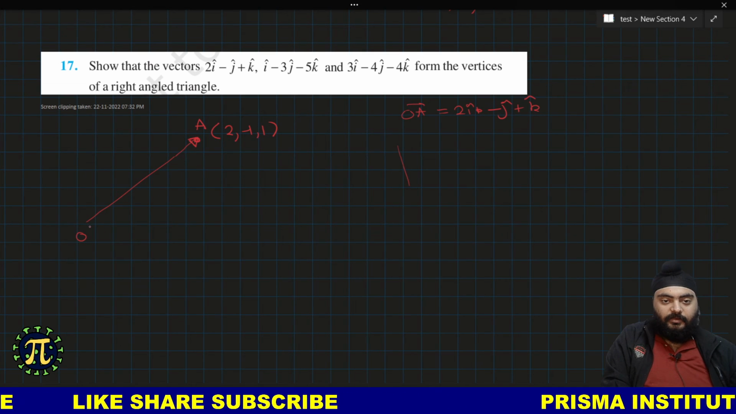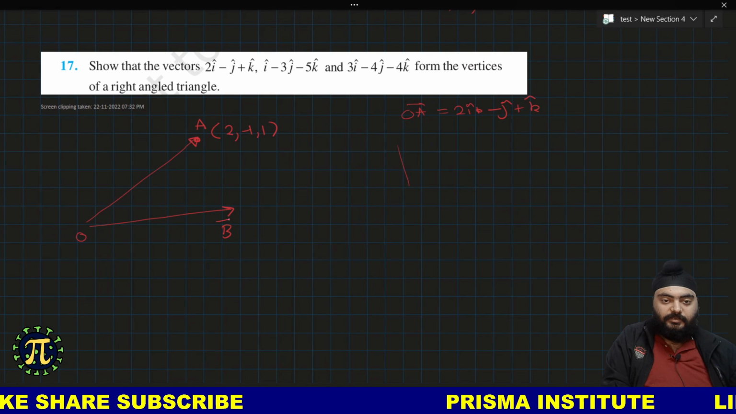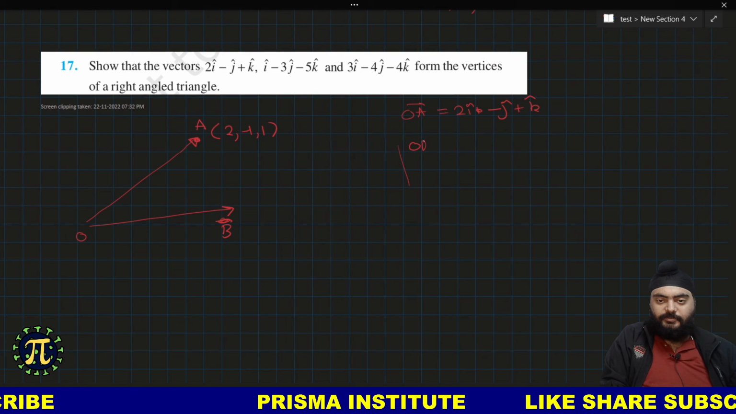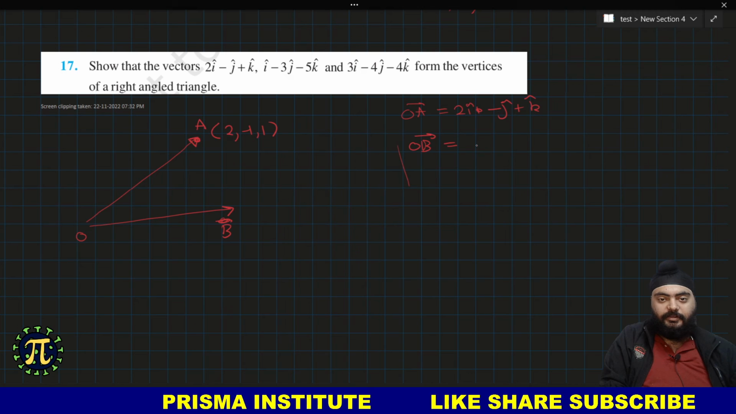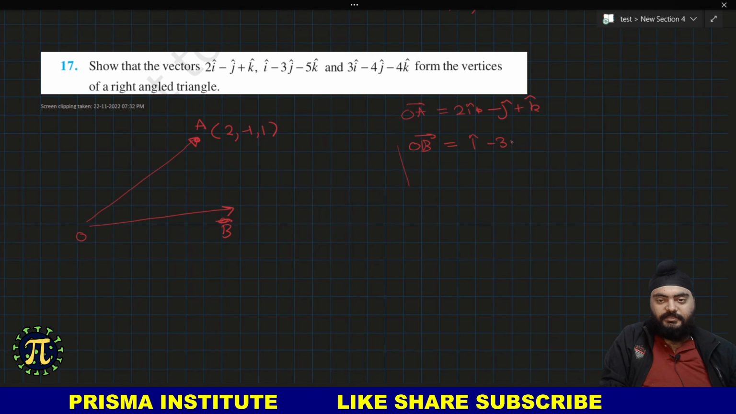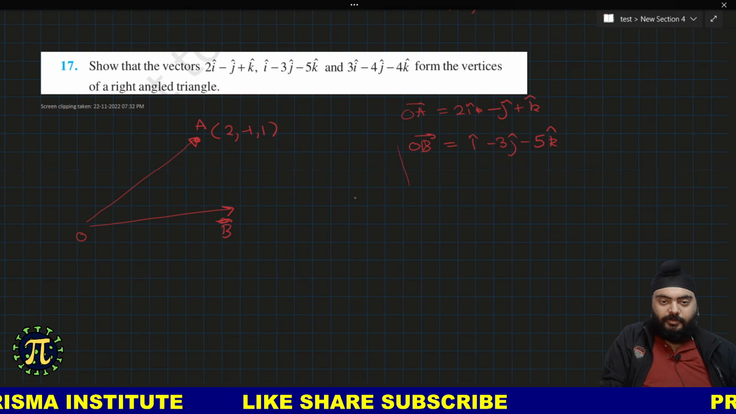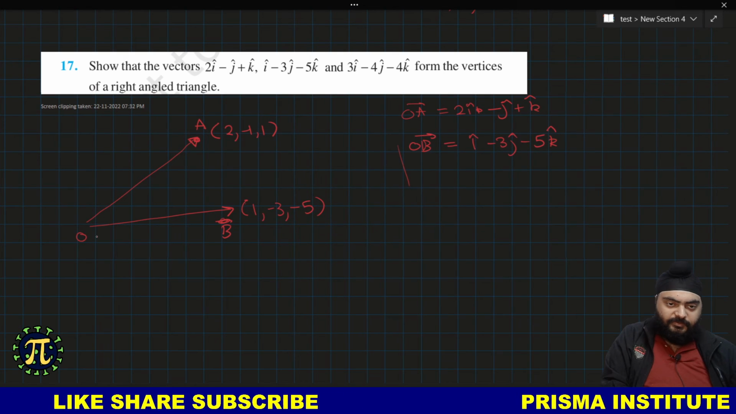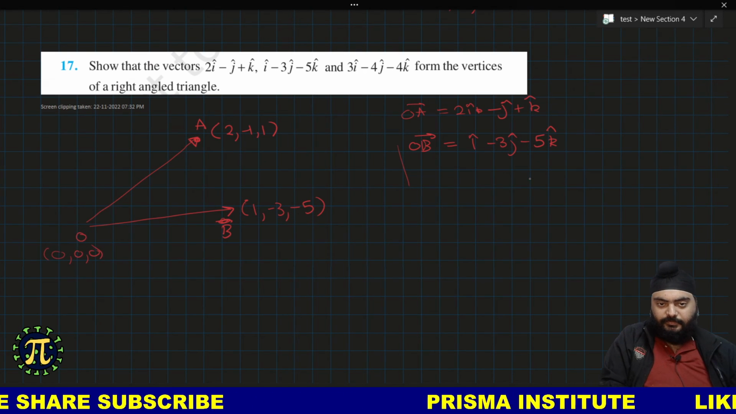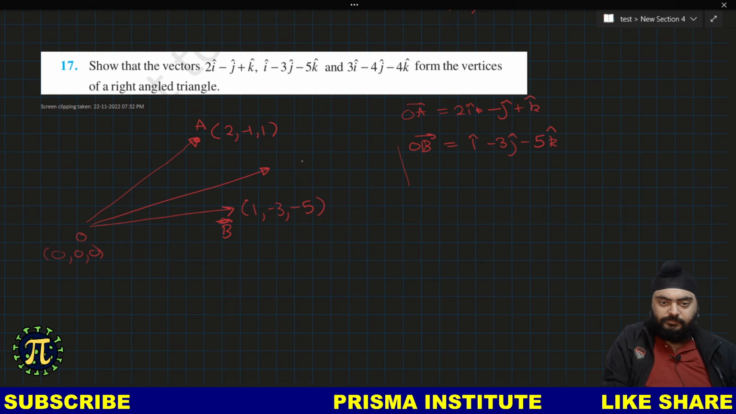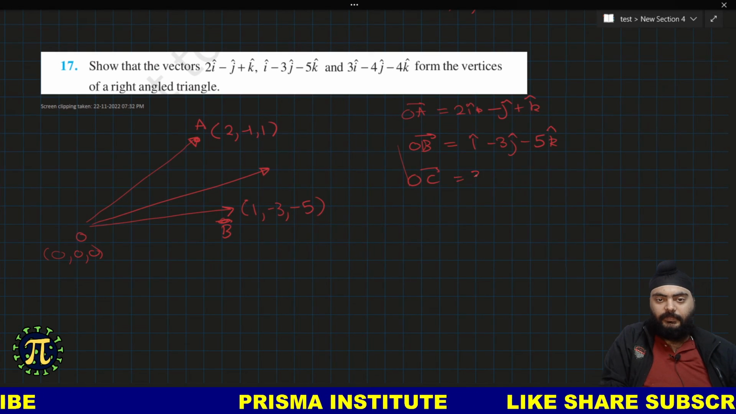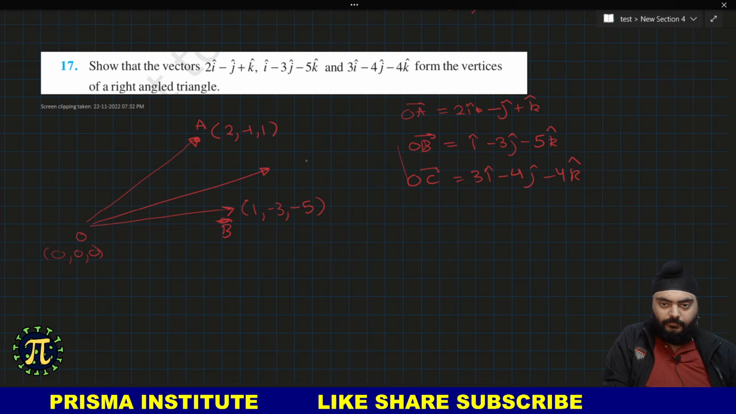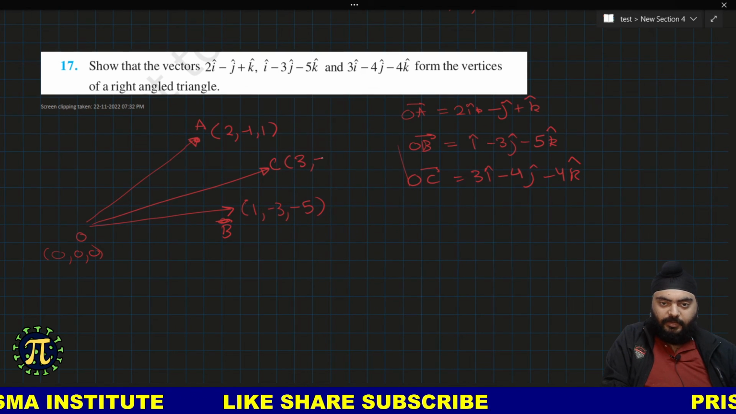Okay. Then let's say OB vector, this is the second coordinate. What is given for the vertex vector? I minus 3j minus 5k. So coordinates of point B are 1, minus 3 and minus 5. Because this is 0 0 0, right? Okay. And let's say C. So OC vector is given as 3i cap minus 4j cap minus 4k cap. So coordinates of C are 3, minus 4, minus 4.